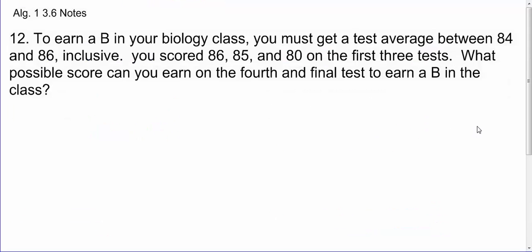All right, last problem. To earn a B in your biology class, you must get a test average between 84 and 86, including either end. You scored 86, 85, and 80 on the first three tests. What possible score can you earn on the fourth and final test to earn a B in the class?